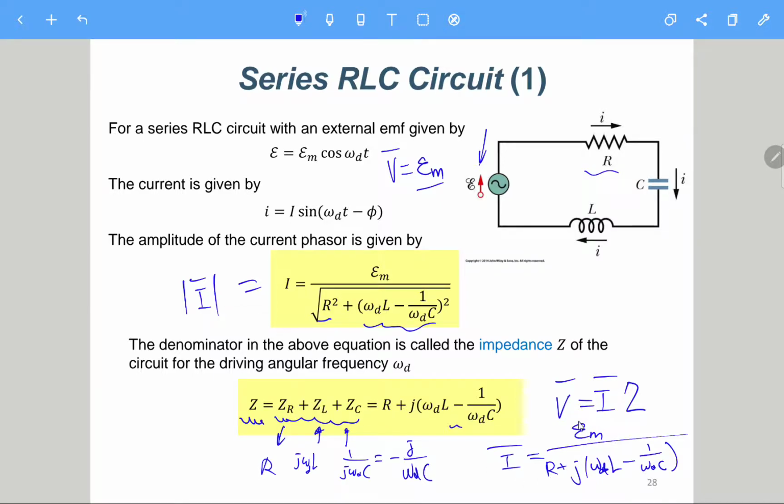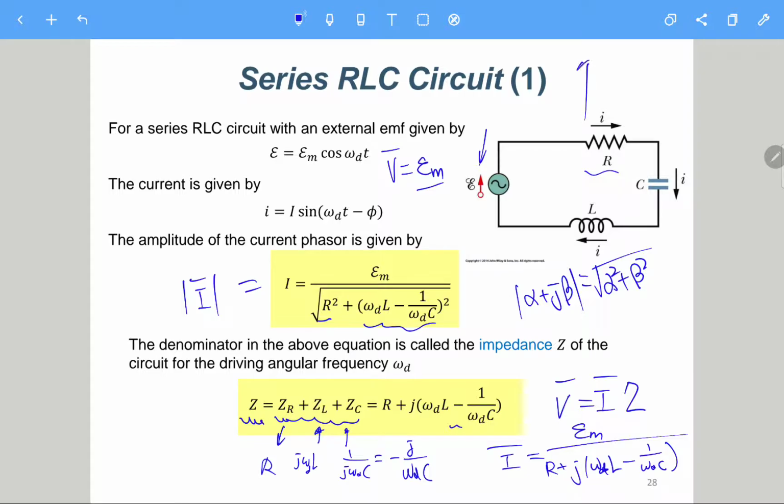So this is a real number. So taking the absolute value, EM should be itself. Taking the absolute value of this complex number in the denominator: if you take the absolute value of alpha plus j beta, it will be the square root of alpha squared plus beta squared.